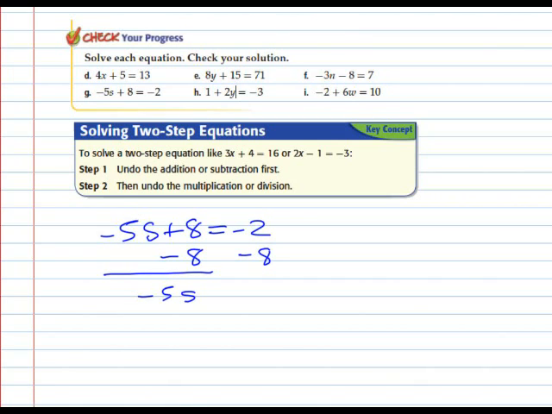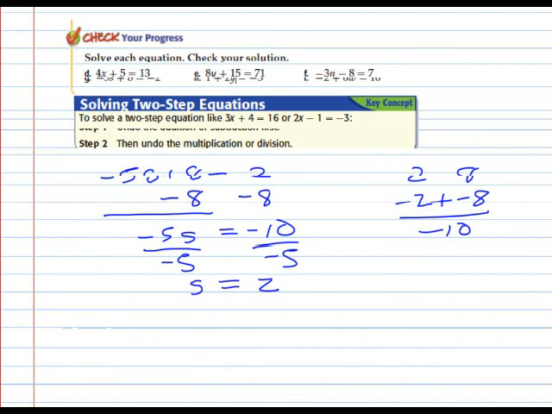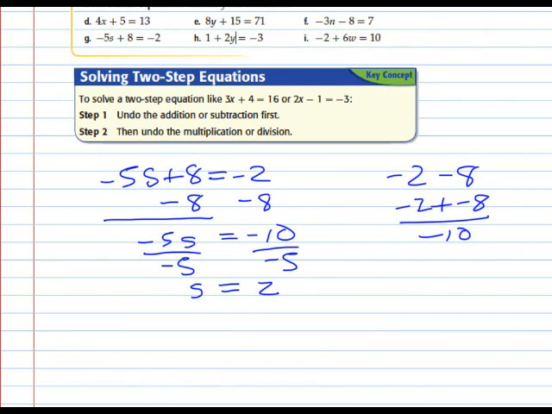Example G. Negative 5s plus 8 equals negative 2. Subtract 8 from both sides. Negative 5s equals negative 2 minus 8, which is negative 2 plus a negative 8, which gives me negative 10. Divide both sides by negative 5. A negative divided by a negative is a positive, so S equals 2.